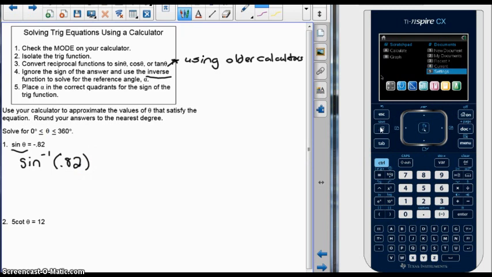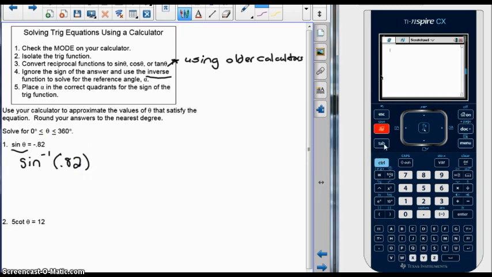So if you'll just go into your scratch pad, use your trig, sine inverse, so that's right here, and we're going to put 0.82. Enter, and it tells us it's about 55 degrees. Okay, so that's approximately 55 degrees. Now where is sine going to be negative though? Sine is negative in the third and fourth quadrants.